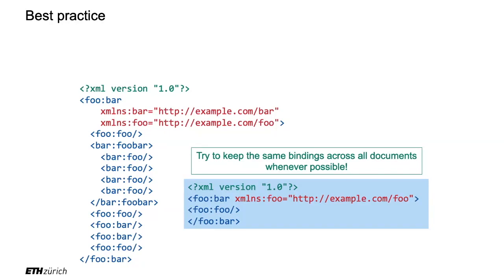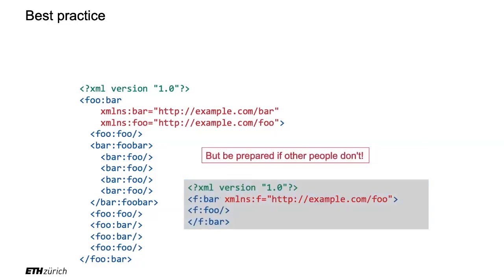So in a tidy document, you put all of your namespace declarations at the top, and then you use the prefixes. So here I have two namespaces, right? I'm mixing two namespaces, bar and foo. And you see that some of my elements are prefixed with foo and some of them are prefixed with bar, but my declarations, my bindings are at the top, right?